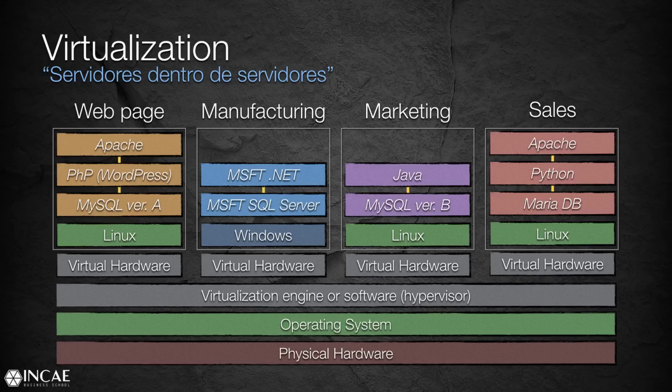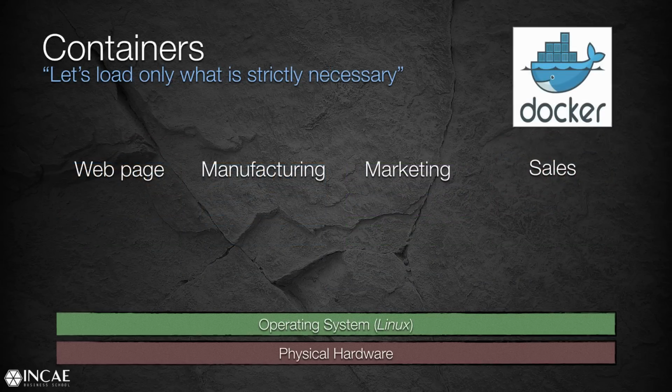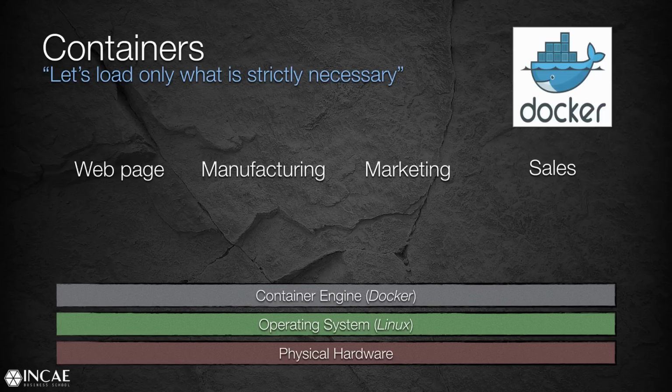And over the recent years, the industry has moved past virtualization into smaller processing units that we call containers. And what we're trying to do is to load on each container only what is strictly necessary for each individual application to run. How does this work? So once again, we have the physical hardware, and on top of the hardware we have an operating system. But rather than having a virtualization engine, what we have now is a container engine. And by far the most popular container engine out there nowadays is one called Docker.